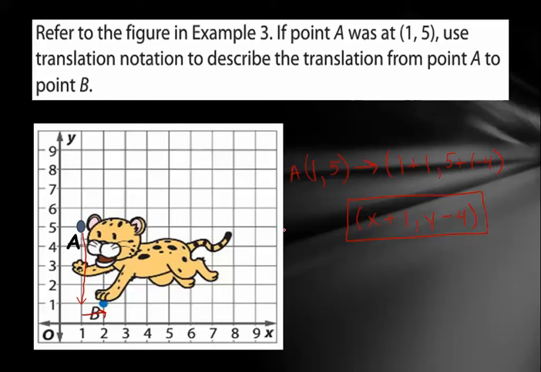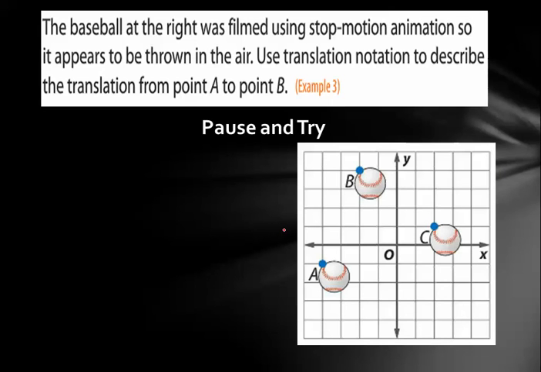So here is your chance to pause the video and read the problem and solve it and see if you get the same answer or the right answer. Okay? Did you get X plus 2 and Y plus 5? If so, awesome. Good job.